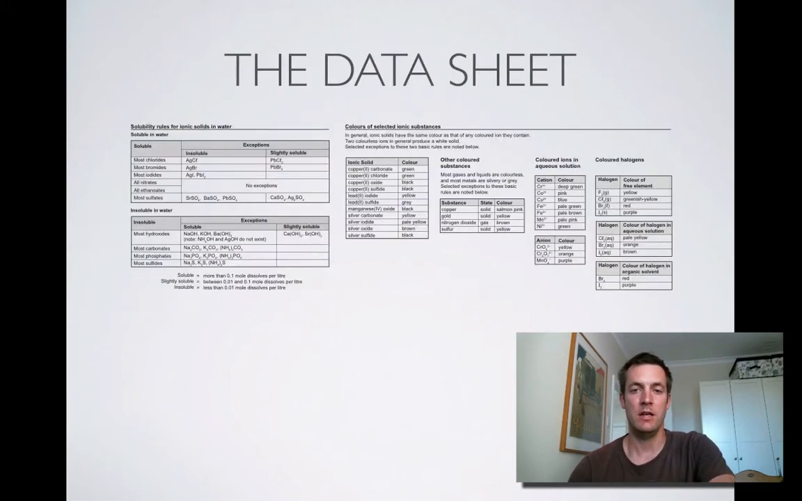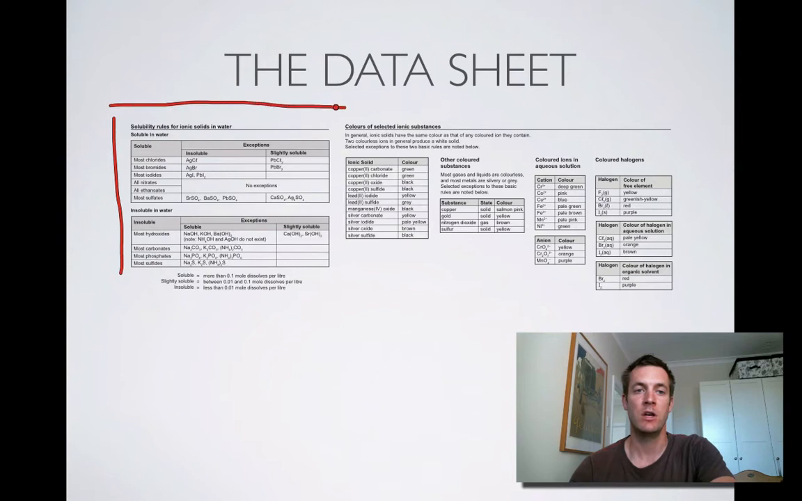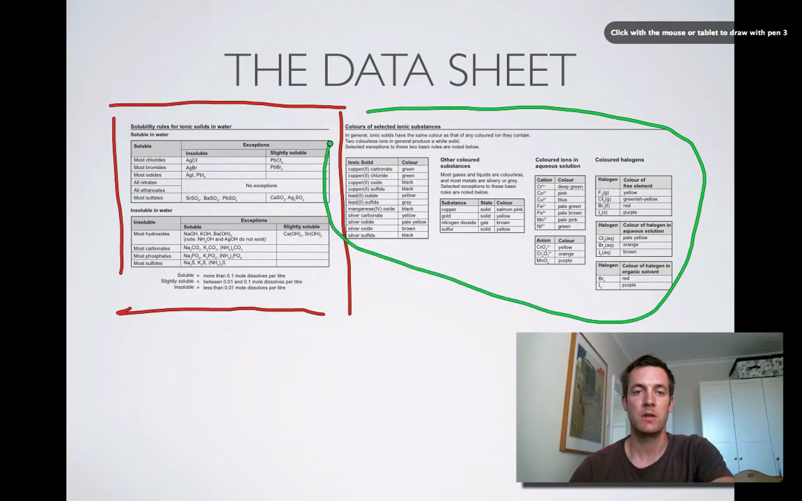Here is part of the data sheet, the part that we're actually going to be using. Hopefully you can see we've got the solubility rules over here, which you've hopefully been using quite a lot up until now. And over this side, you've got the colours of different substances.